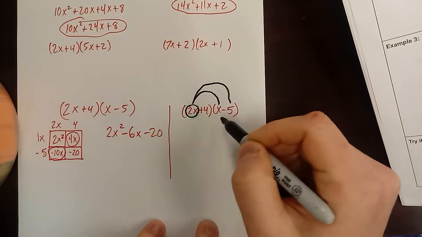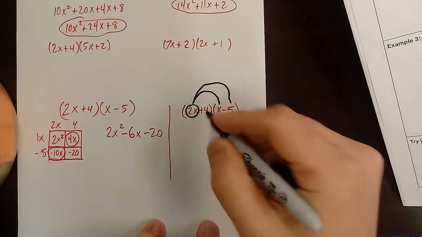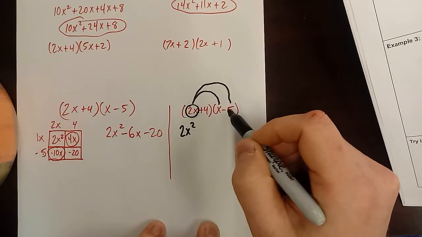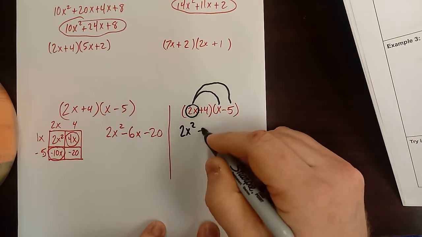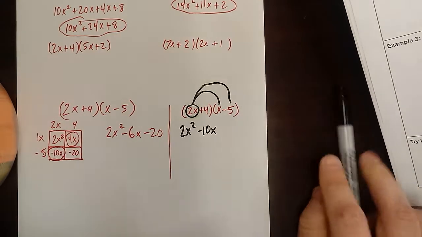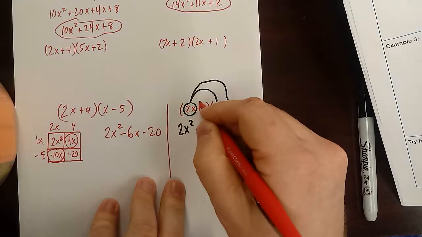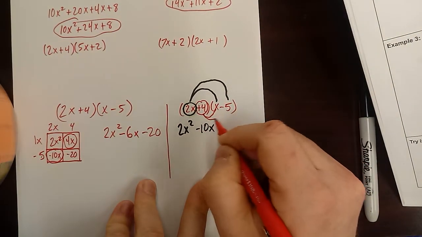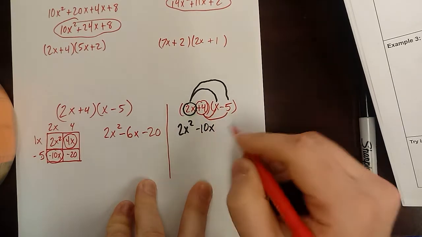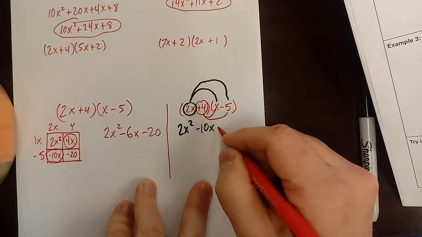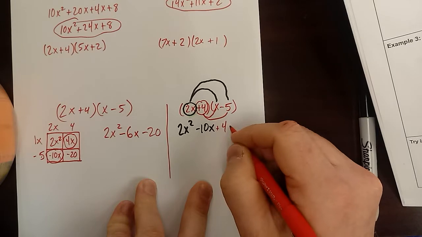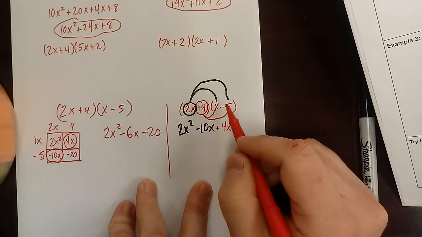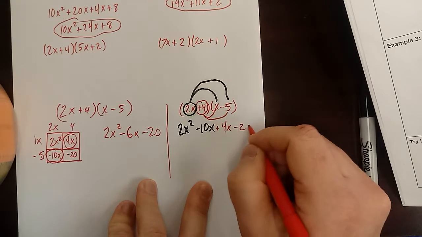So they'll go 2x times x. What is that? Well, 2x times x is 2x squared. And then 2x times minus 5, well, that's negative 10, and then an x. And then they'll take the plus 4, and they will also distribute it. So plus 4 times x, that's a 1. So 4 times 1 is 4 times an x. And then plus 4 times minus 5, a positive times a negative is a negative.